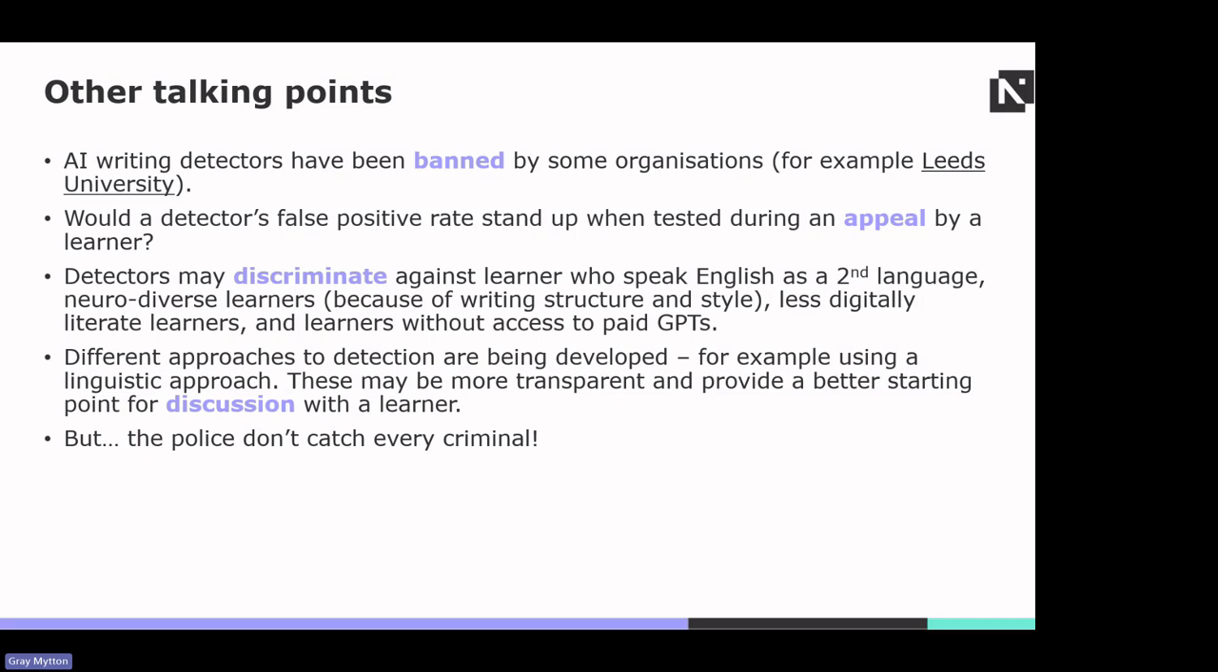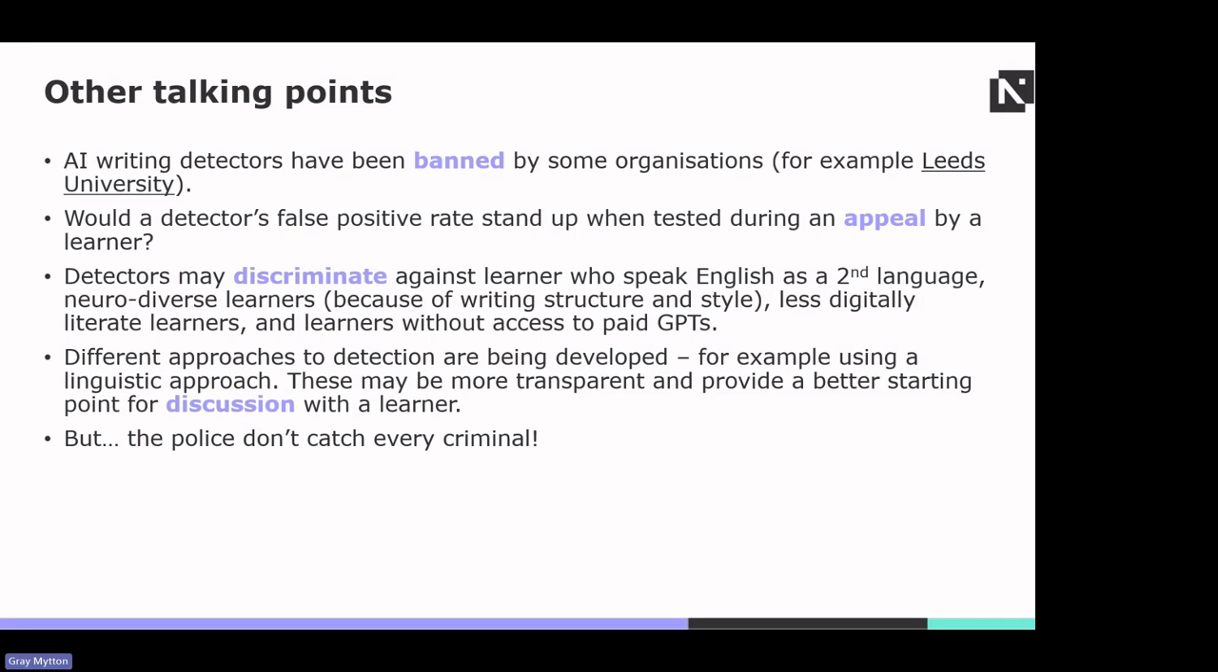And the other reason some organizations ban these detectors is because they are essentially data grabbers. Certainly the free ones are data and text grabbers, and so you're essentially putting in learner work and learners' intellectual property and giving it away, and that's obviously a bit of an issue as well.